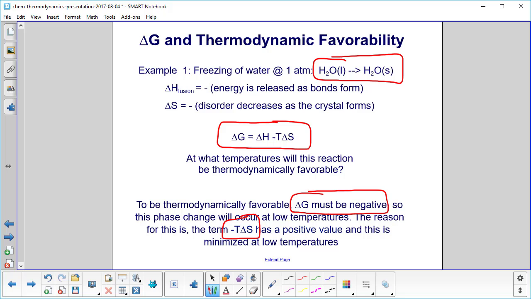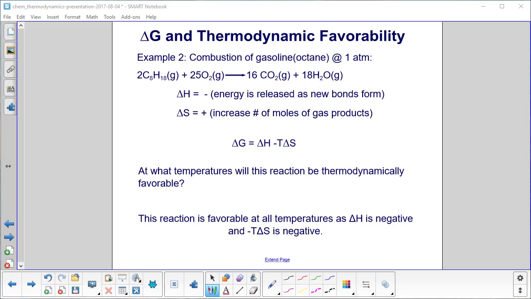Let's look at the combustion of gasoline, which is C8H18, or another name for that is octane, and it's combustion because you're burning it with oxygen, at 1 atmosphere. Delta H is negative because energy is released as new bonds are formed. And delta S, the change in entropy, will be positive because you've increased the number of moles of gas products. That doesn't always work, but in this case it does.